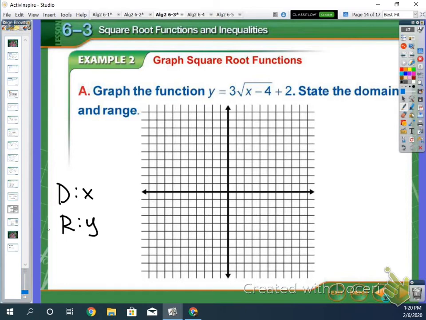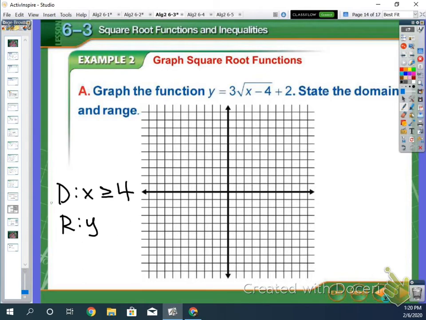You need to take what's under the square root. Positive 4. What about it? Greater than or equal to. Yeah, so x is greater than or equal to 4. Anyone not understand how we're getting that? Just so I know where we're having issues right now.